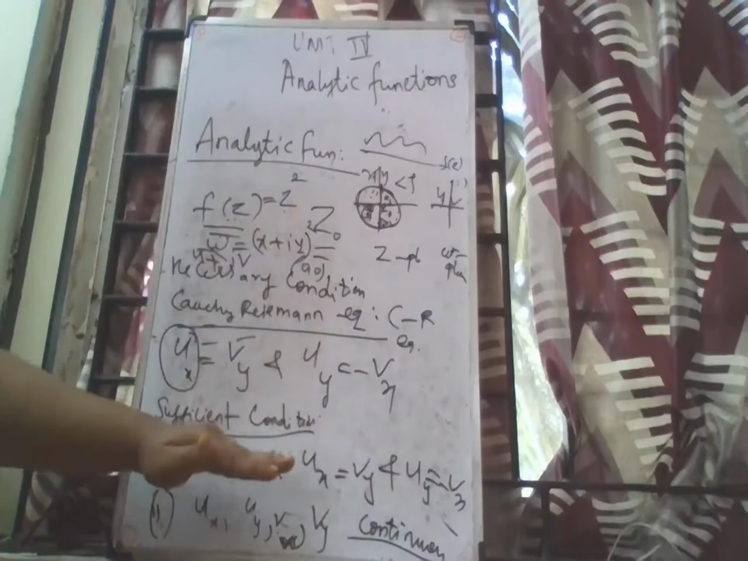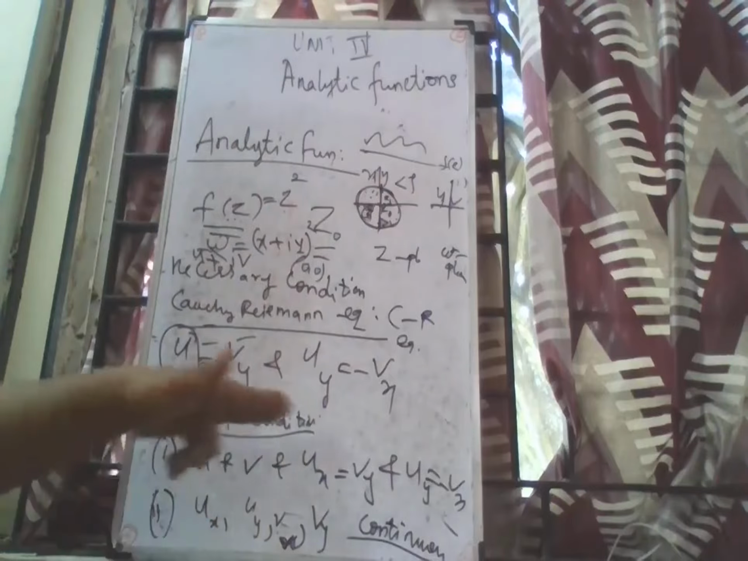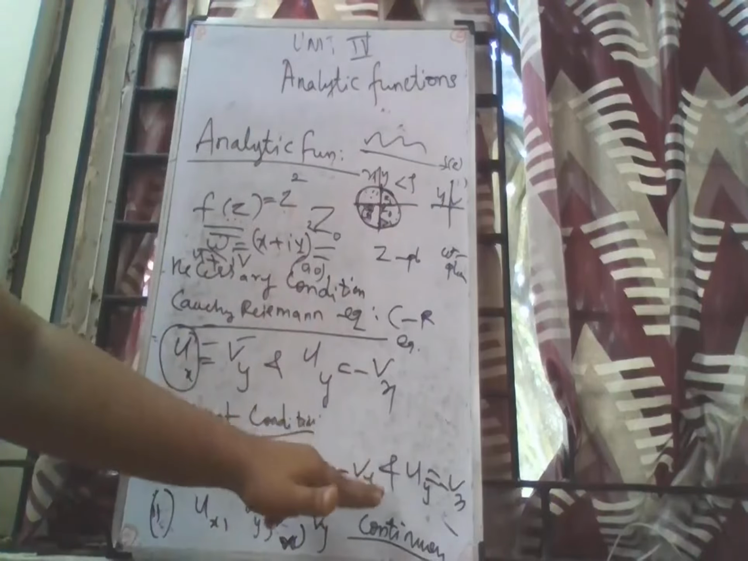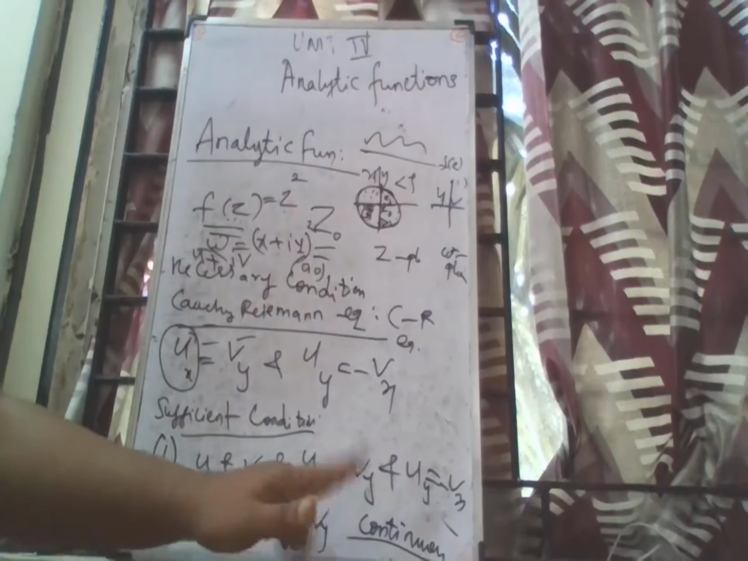What do you mean by sufficient condition? u and v should be differentiable, and it should satisfy the CR equations also for sufficient condition. One more condition for sufficient condition. What is that? ux, uy, vx, vy are all continuous.